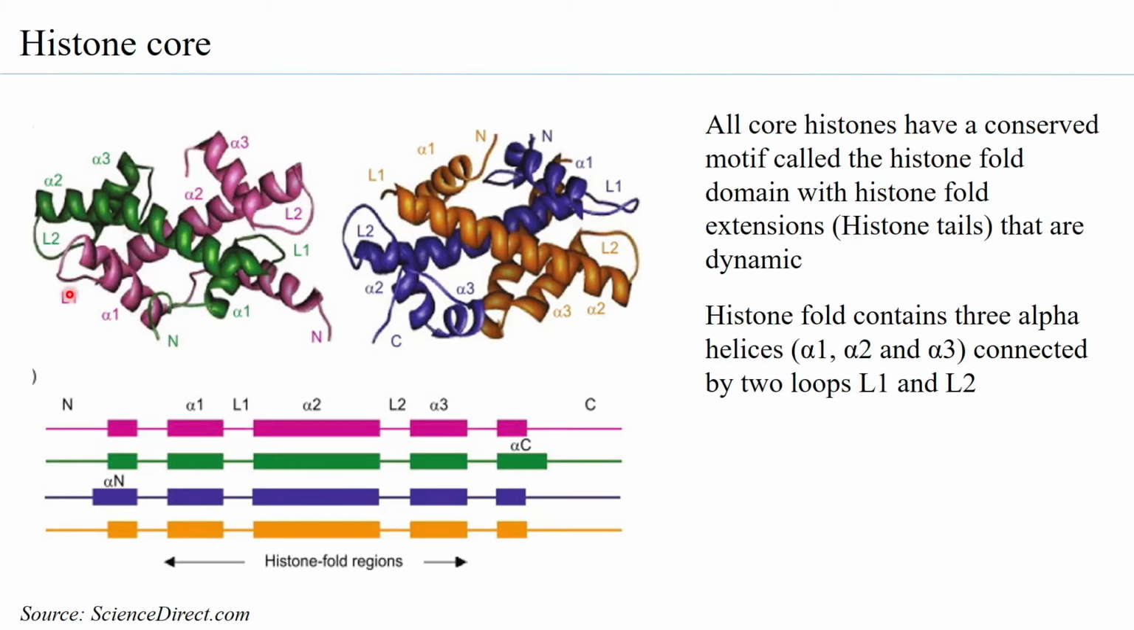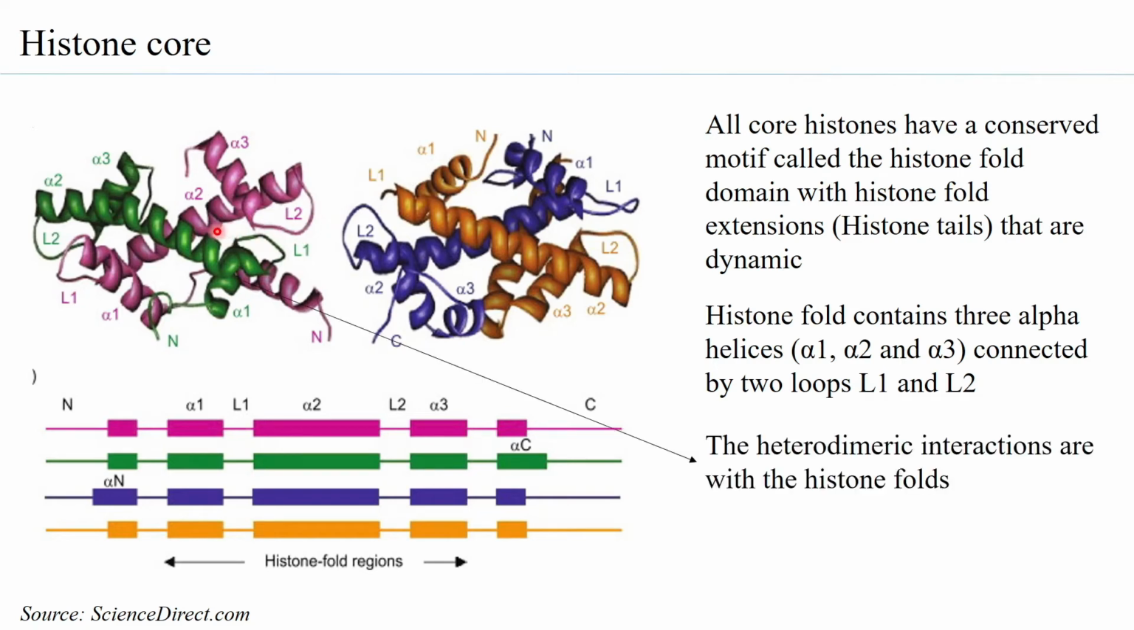Alpha 1 is connected to alpha 2 through a loop which is called L1, and alpha 2 is connected to alpha 3 through another loop which is called L2. Together, L1, L2 and the three alpha helices form what is called the histone fold, and this is a highly conserved motif. The heterodimer that is formed is also because of interaction between the histone folds themselves. So the histone fold of H3 interacts with the histone fold of H4.